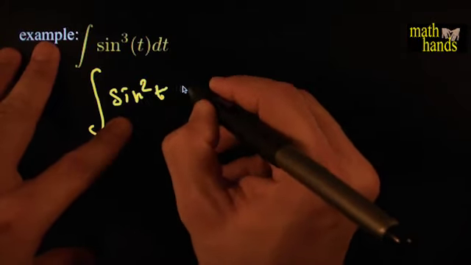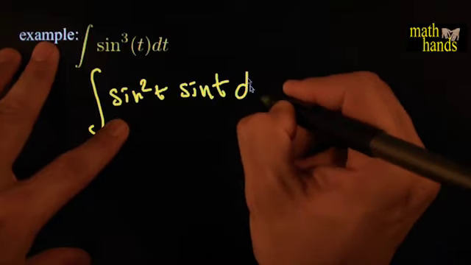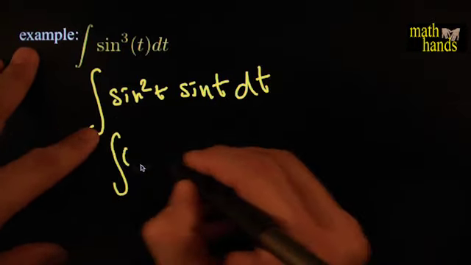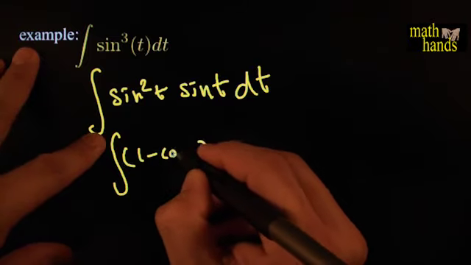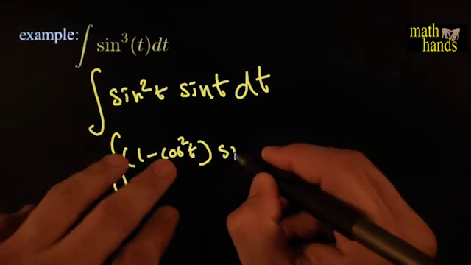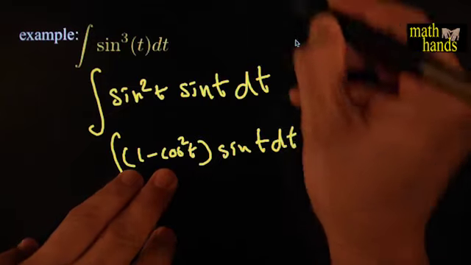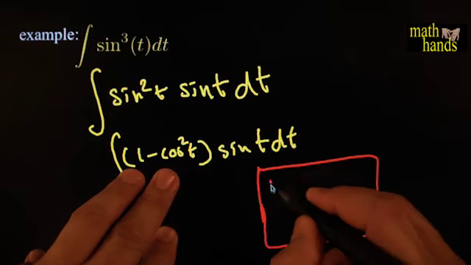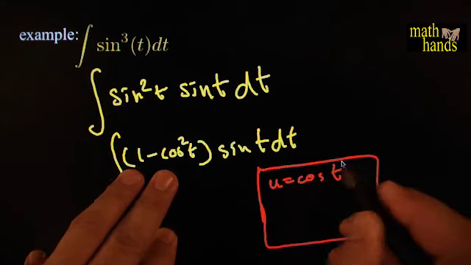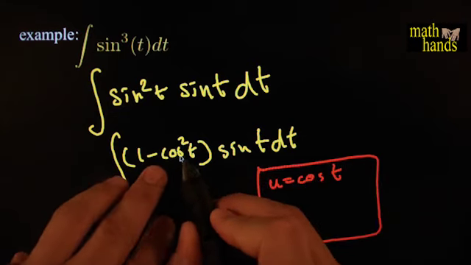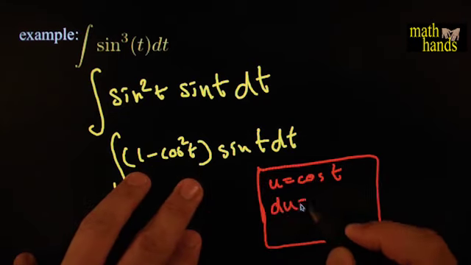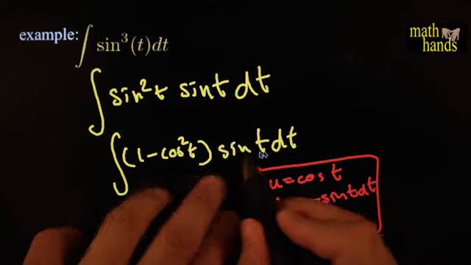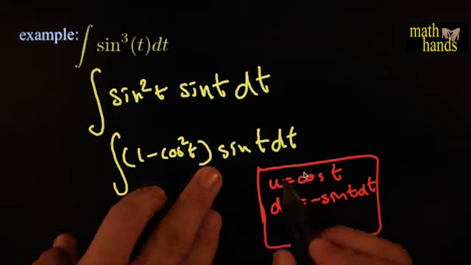Sine squared t sine t dt, and then I would say I'm going to make my conversion here. This is 1 minus cosine squared t sine t dt, and I'm setting it up for my u sub. If I make u equal cosine, look how nice this works. If I have 1 minus u squared, and what would du be? Du would be negative sine t dt. That's exactly what I have here. Well, I have to add a negative.